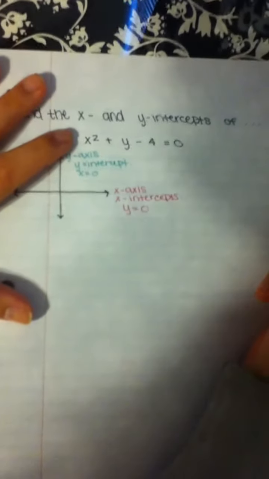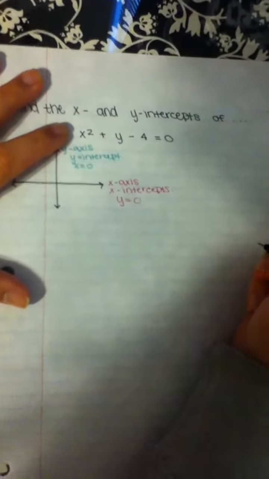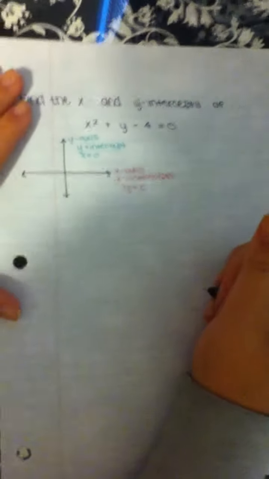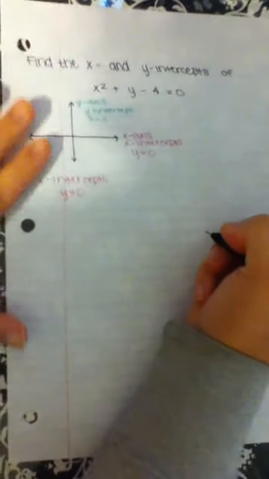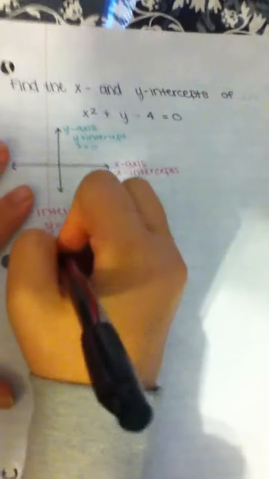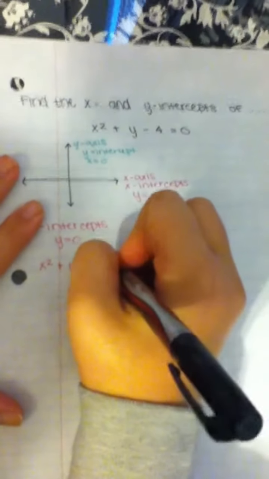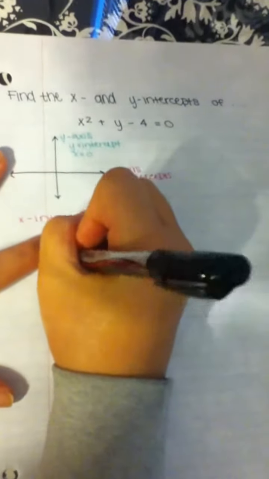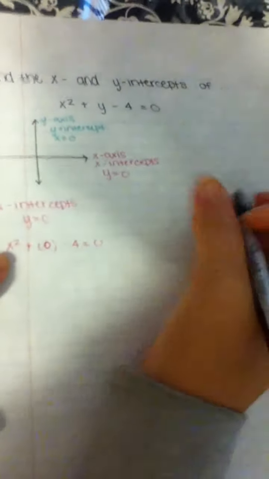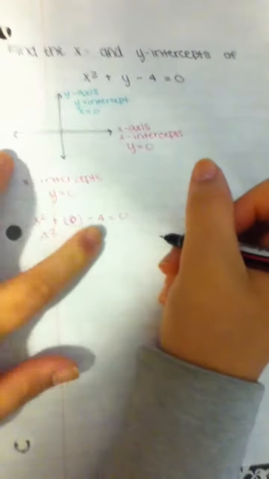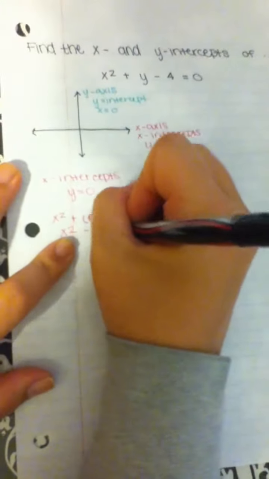So looking back at our graph, we're going to find our x and our y-intercepts by simply replacing them with 0. So first we're going to find our x-intercepts, where our y equals 0. We're going to write out the equation, leaving our x or our y area blank. So it's going to be x squared plus y minus 4 equals 0. We're going to replace our y with a 0, and that becomes x squared, 0 minus 4 is negative 4, and that equals 0.